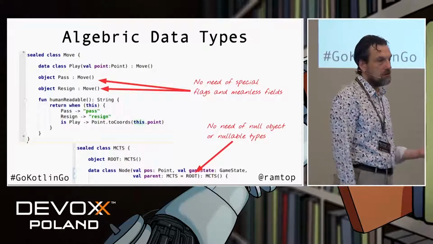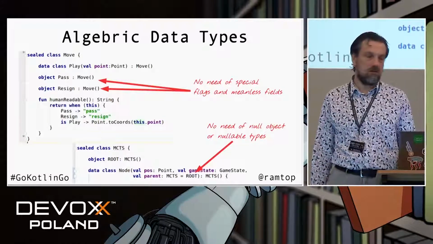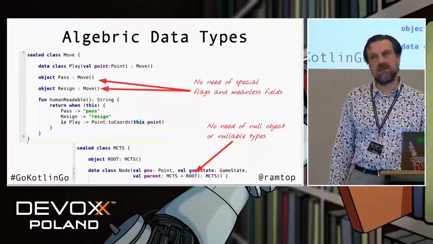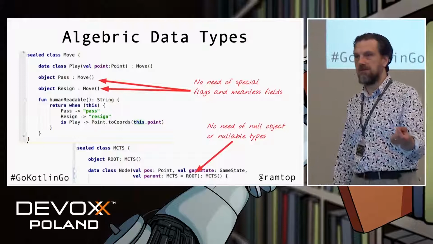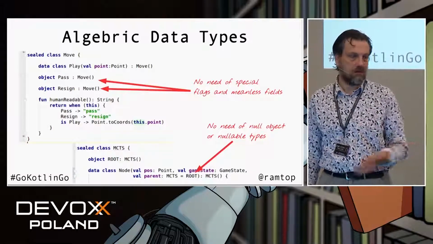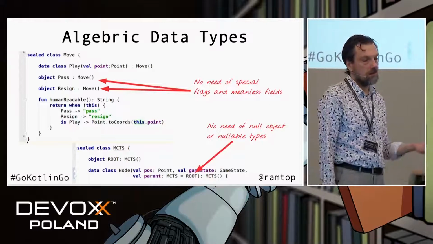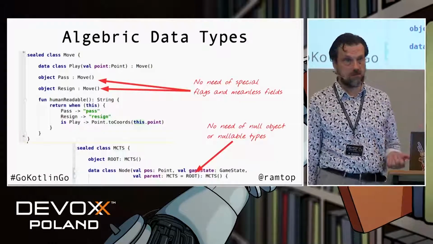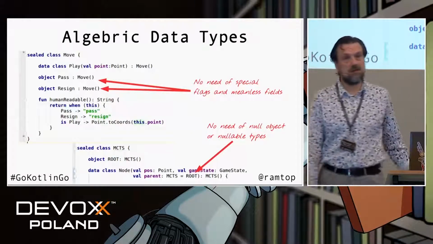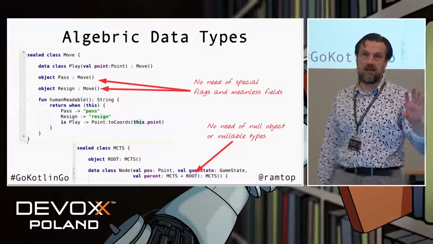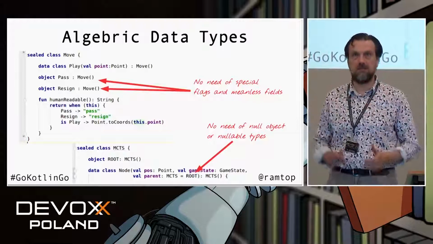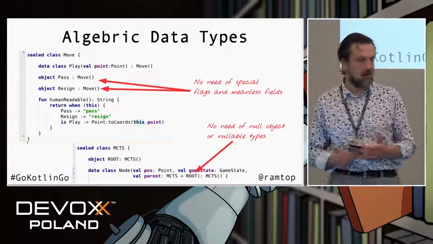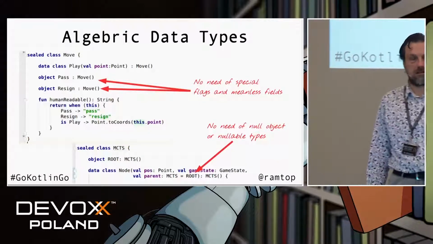So the Python code has something like a class Move with a flag is_pass or is_resign. And then if that flag is set, you have to completely ignore the point, because the point will be null. But in Kotlin, we can do better than this. Because if we use a sealed class on the top, you can see sealed. That means that class cannot be extended outside the same block, the same file. So this means that we can basically create 3 instances of that class.